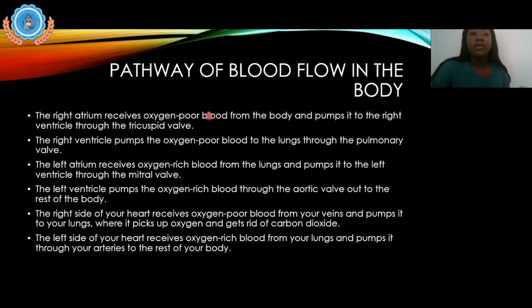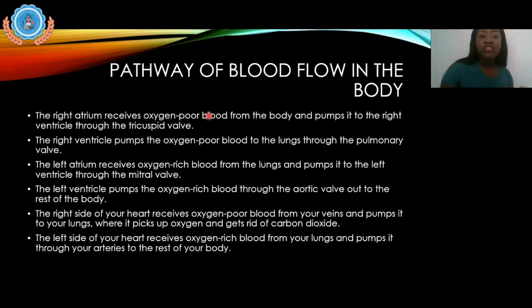So the right atrium receives oxygen-poor blood, or another word as we know, deoxygenated blood, from the body, and it is pumped to the ventricle through the tricuspid valve. Now that deoxygenated blood is brought to the right atrium via the vena cava. The right atrium pumps the oxygen-poor blood to the lungs through the pulmonary valve.